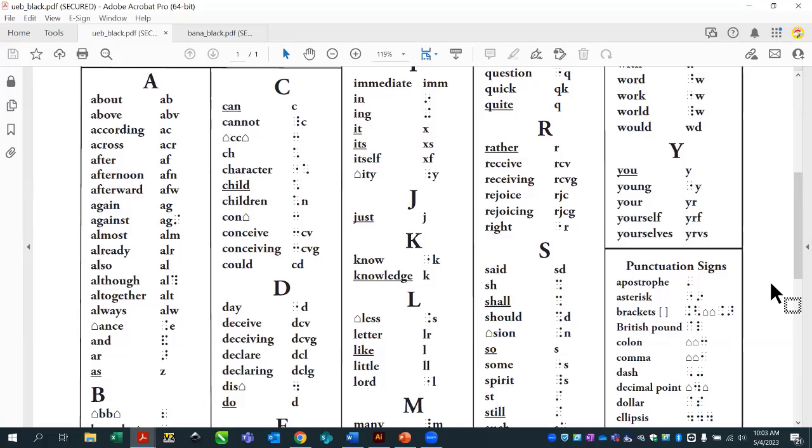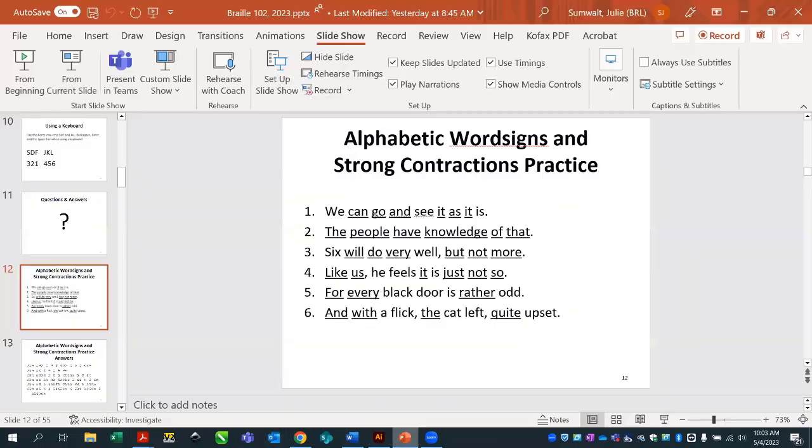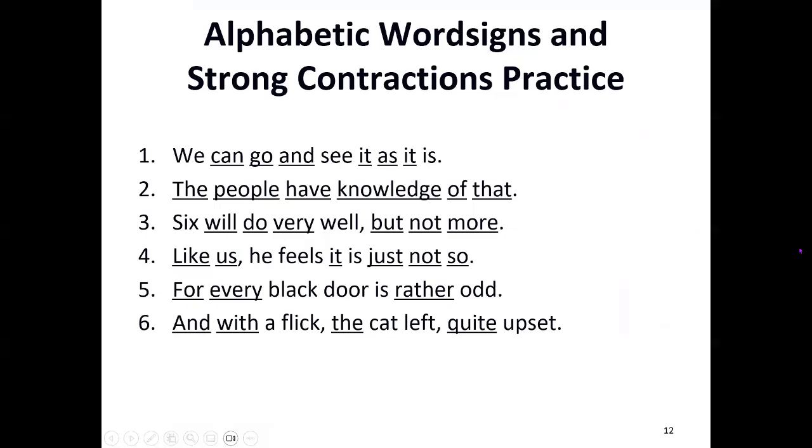So you might like to use the poster in your folder, or you might like to use the handout. Either one is fine. And I'll give you some time for that. You can pause the video.